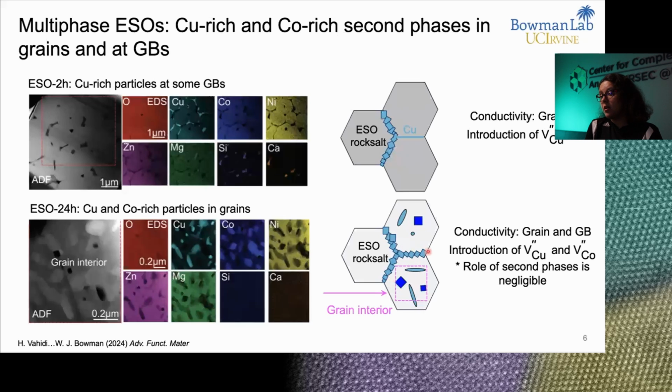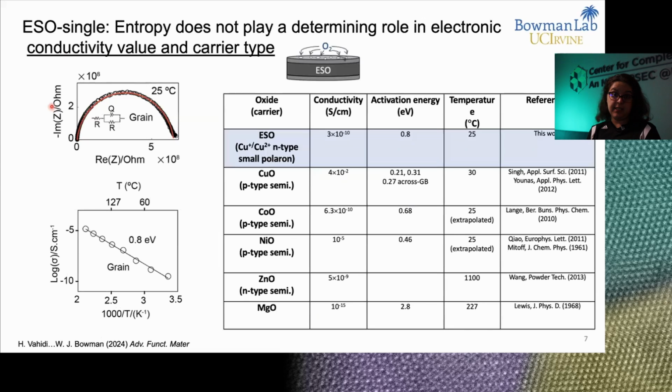So our grain defect chemistry is further changed as copper and cobalt obviously have left the grain composition, the structure, to form these new phases. And so that could potentially impact the conductivity. So we do expect to see a change as we go from a single phase sample to a 2-hour and a 24-hour sample. Let's go and look at the conductivity data.